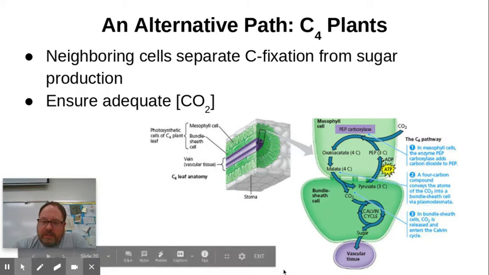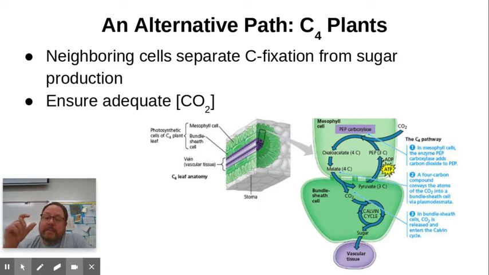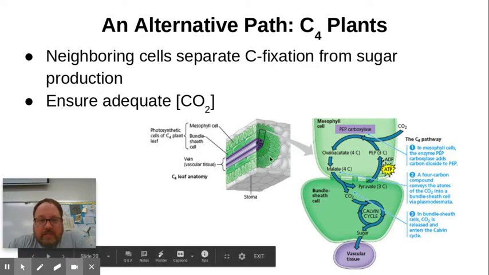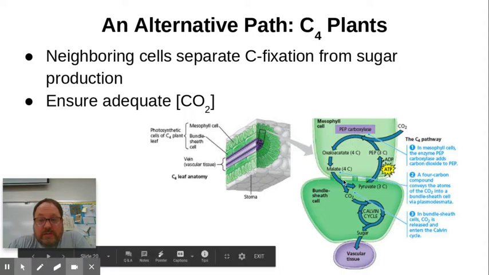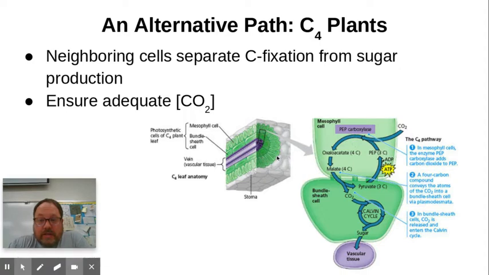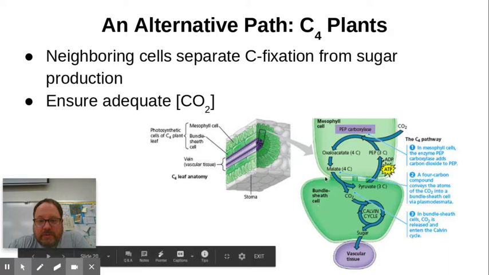C4 plants are interesting because, again, concentration of carbon dioxide matters. You need the right concentration of CO2 to enter the Calvin cycle to make sugars. So what C4 plants do is they separate the process of carbon fixation from making sugars. If you look at the example of a C4 plant, I think this could be like corn, C4 plants have two different cells. Here you have the mesophyll cell and then what's called the bundle sheath cell.